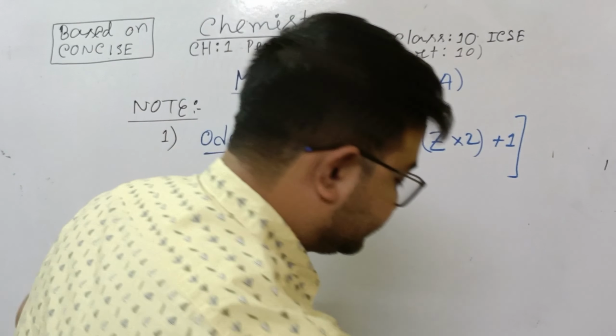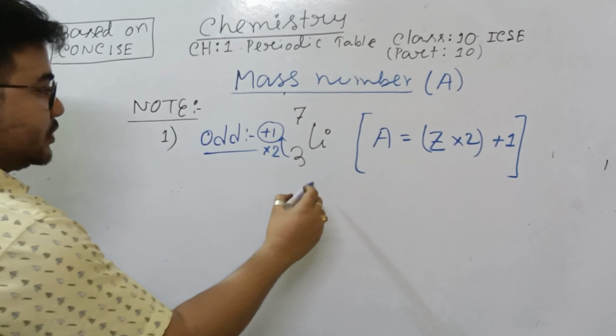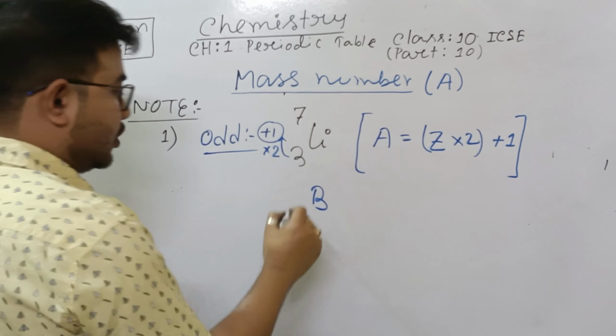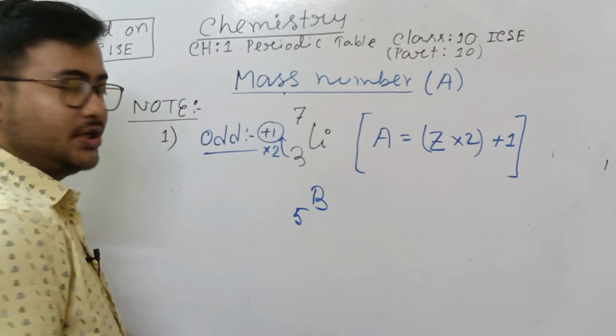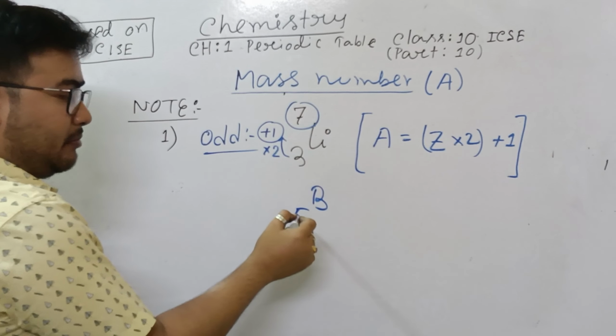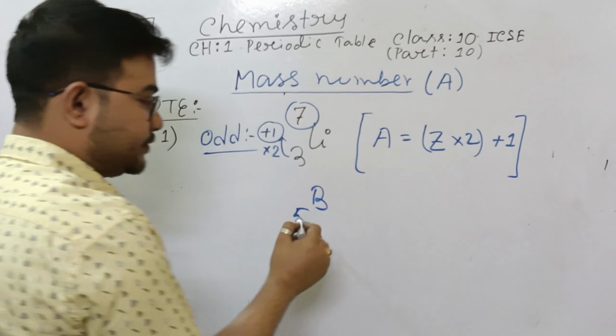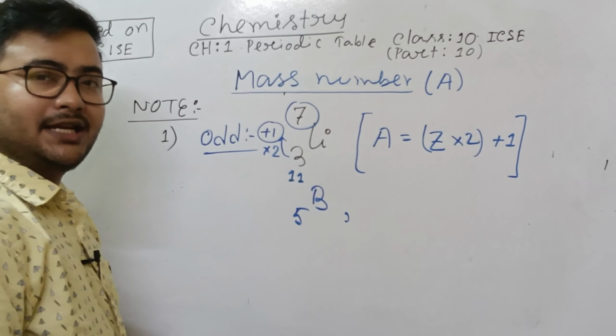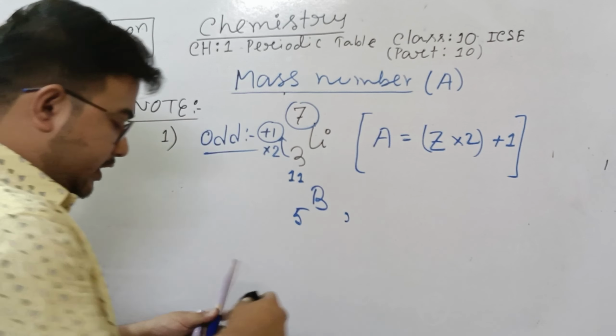So keep in mind, for an atom having an odd number of protons, its mass number is 2Z plus 1. Now in case of boron, can anyone tell me the number of protons in boron? Obviously 5. So what is its mass number? Multiply by 2 plus 1. 5 into 2 is 10, 10 plus 1 is 11. Do all of you understand? So note down this formula.